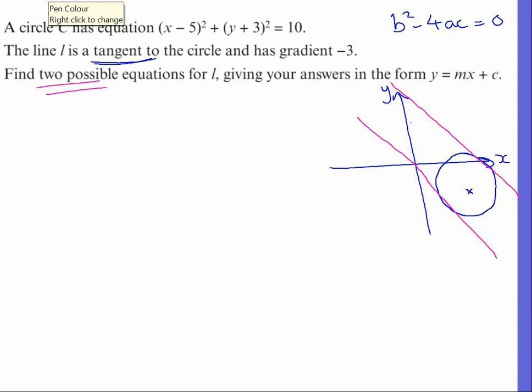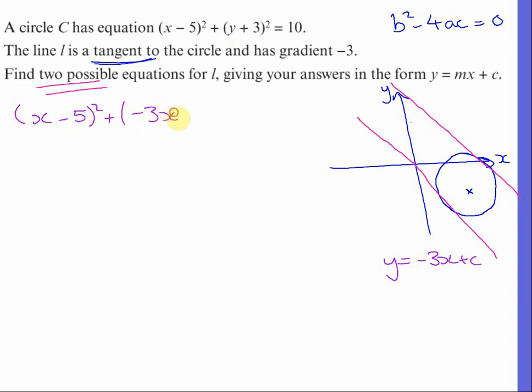Okay, so what should I do here? Normally I would just think about subbing this in. So what do we know about these tangents? At the moment we know it's y equals minus 3x plus c. So we could maybe sub this in to here. That's what we would normally do, so let's go for that. x minus 5 squared plus... Okay, right. I don't want to expand a 3-term bracket. It's got to be a better way. I'm just going to cross that out.